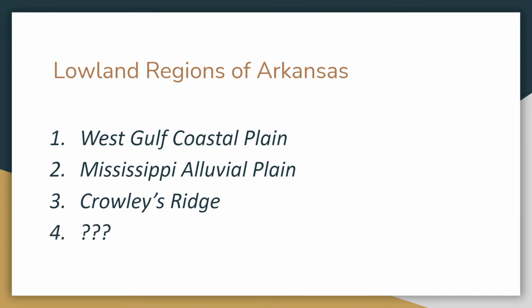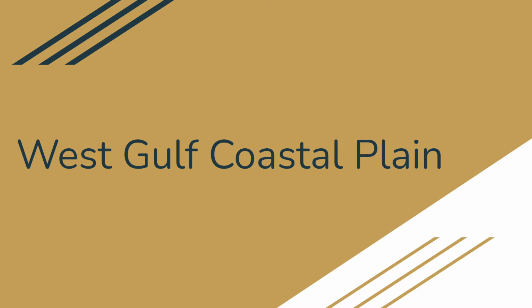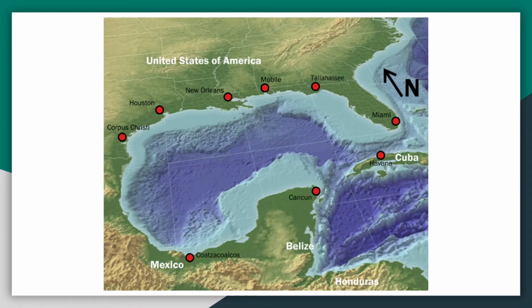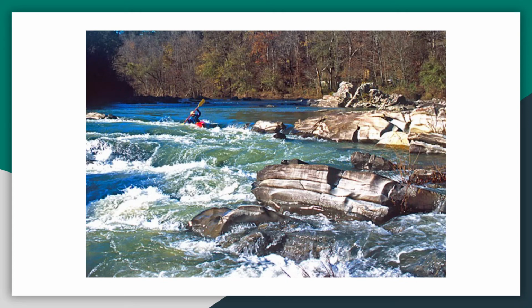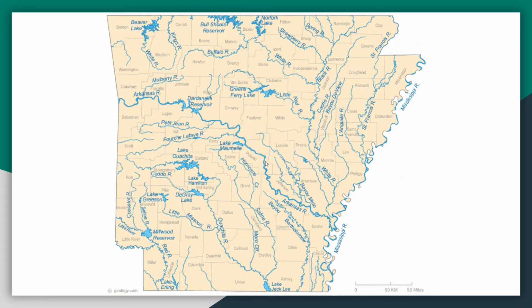Let's get started. The West Gulf Coastal Plain is south of the Ouachitas and is part of a wider region that stretches south to the Gulf of Mexico. In Arkansas, the boundary of the region is marked by the fall line at the southern limits of the Ouachitas and by a series of waterways on the eastern side. From Little Rock to Pine Bluff, this is the Arkansas River, and from Pine Bluff to the Louisiana state line, this is Bayou Bartholomew.